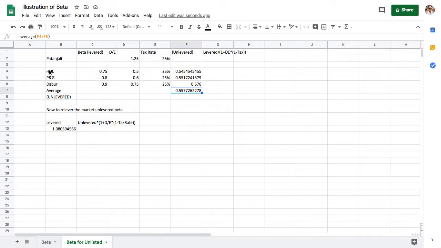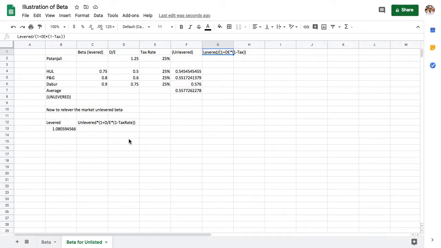Now, to be more precise, you can look across larger companies. You can actually do a weighted average based upon market cap or whatever you feel is the right factor. But here I've just taken a straight up arithmetic mean. And now we do the reverse operation here. So we re-lever the beta.